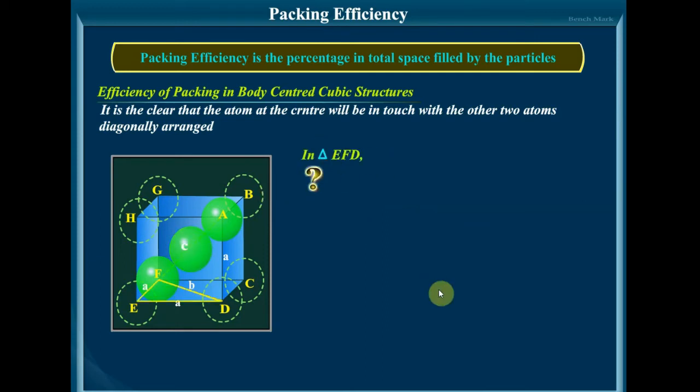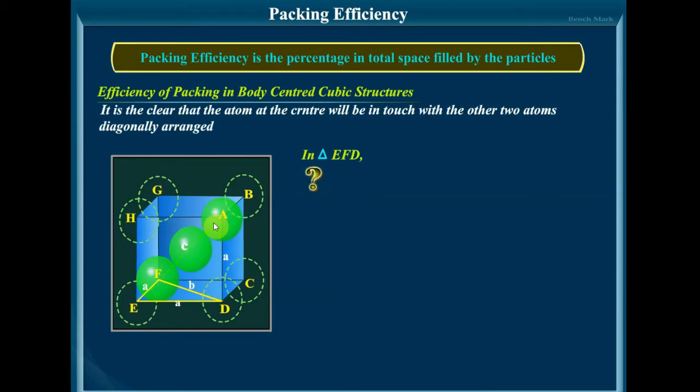It is clear that there is one particle, one sphere, at the center. The atom at the center will be in touch with the other 2 atoms arranged diagonally. That is, in a body-centered cubic unit cell, the spheres at the corners are not touching each other. Remember, the spheres at the corners are not touching each other, but are in contact with the sphere at the center, as shown here in the diagram.